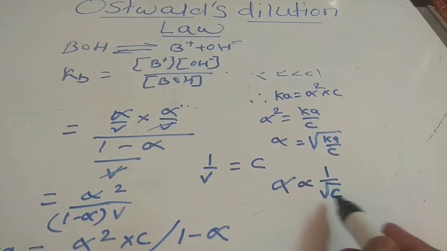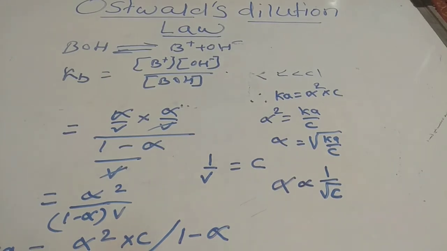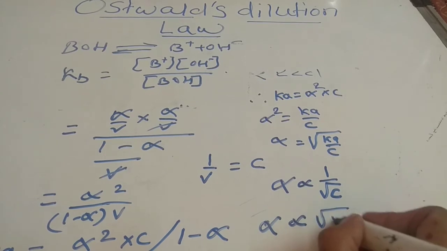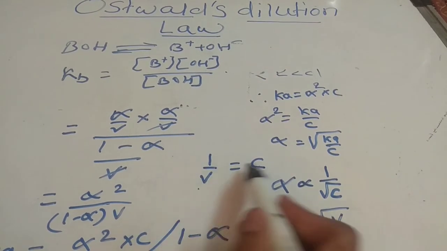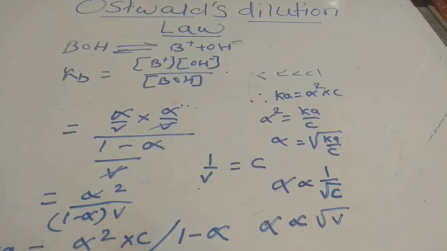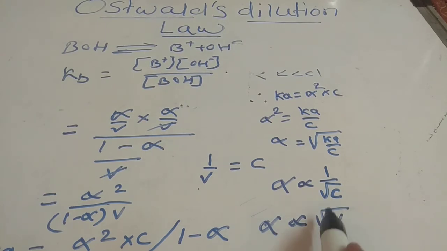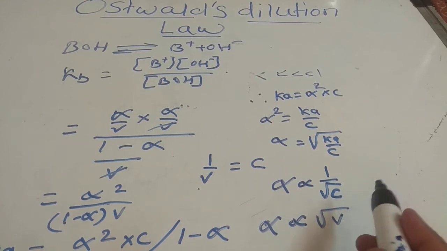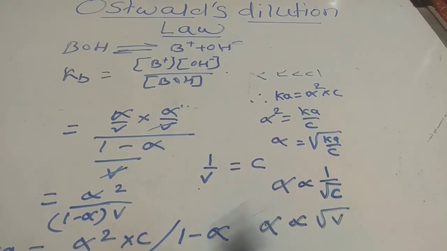Alpha is inversely proportional to square root of C, or we can say alpha is directly proportional to square root of V, because 1 upon V is equal to C, or 1 upon C is equal to V. So degree of dissociation is directly proportional to square root of volume or inversely proportional to square root of concentration. And you can write Ostwald's dilution law for acetic acid as well as ammonium hydroxide also.